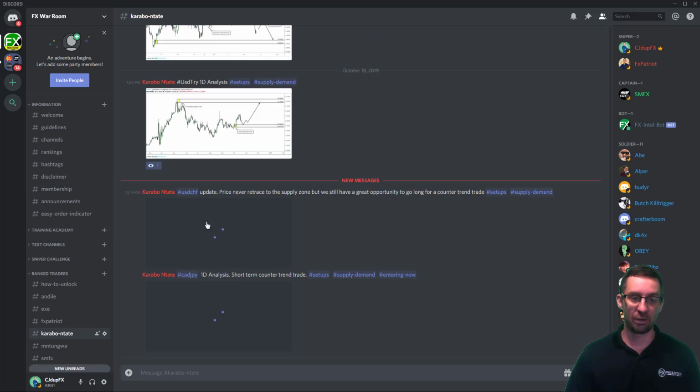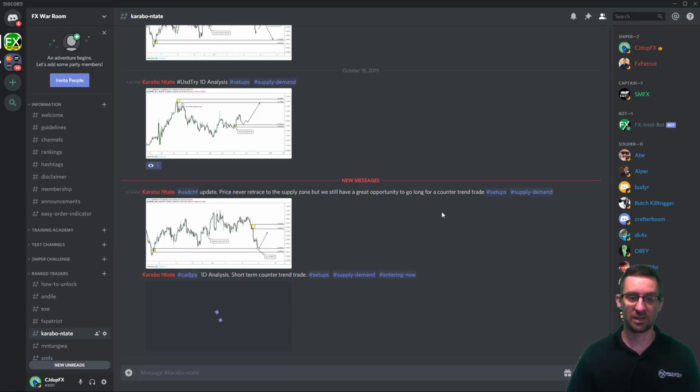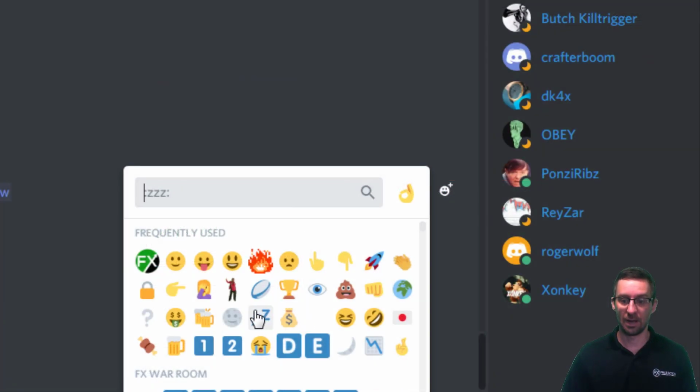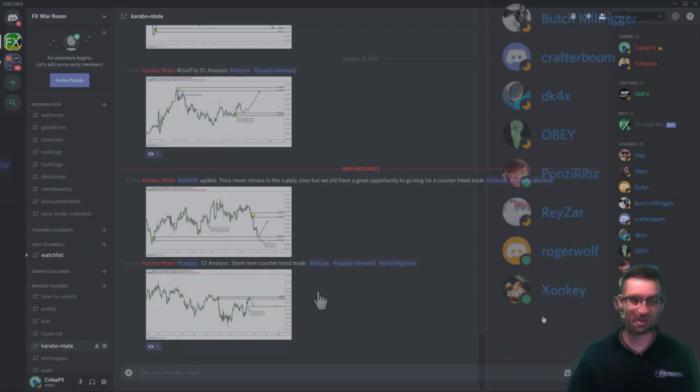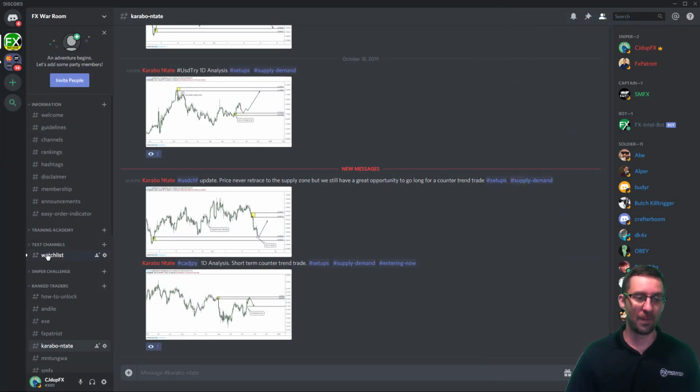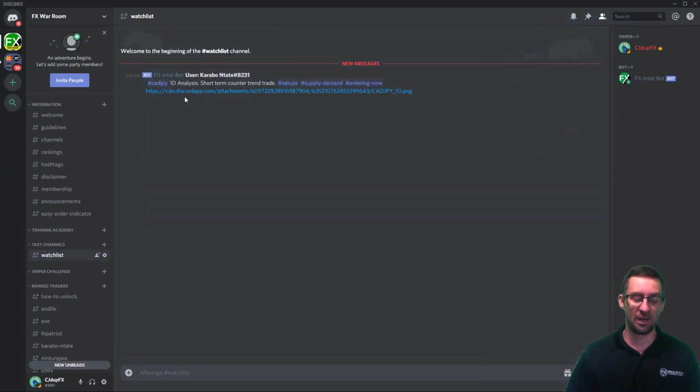But in short, soldiers can add trades or trade ideas to the watch list by just using this little eye emoji. For instance, if I use the eye emoji on this AUDJPY by Karabu, it'll automatically add it to the watch list. Any soldier can add items to this watch list, just help us keep this watch list up to date. So if you added a trade in there that's not valid anymore, just remove it from the watch list.